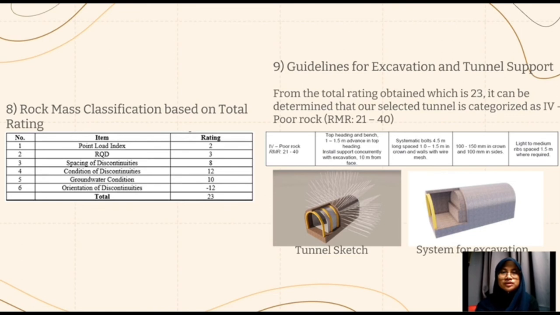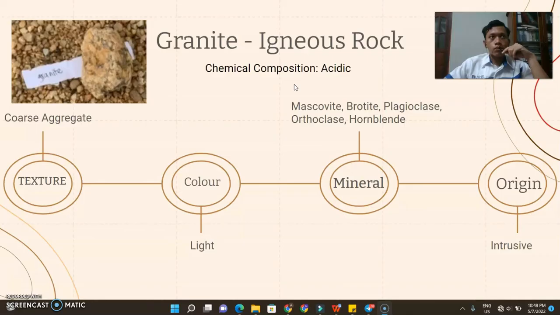Tunnel supports, which must be spaced by 1.5 meters, must be made of light or medium steel sets. This picture shows the tunnel sketch and system for excavation. That's all. Thank you. Okay, this is the result for the rock classification at the Sungai Kenau.